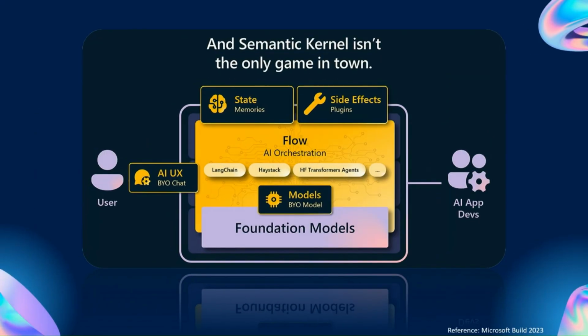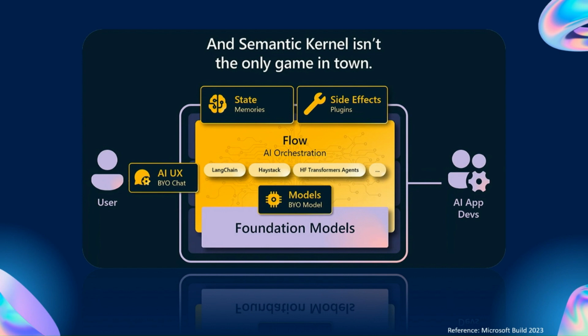But is Semantic Kernel the only thing that I can try? No. There are a lot of other AI orchestration tools like LangChain and Haystack, which give the same kind of functionality. One of the benefits you get with Semantic Kernel is high extensibility. If you are using something for state or side effects, or any plugins, you can make anything extensible. None of them have a hard dependency on any of the Semantic Kernel logic.